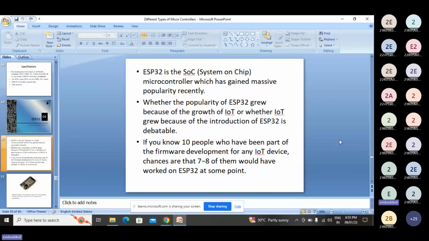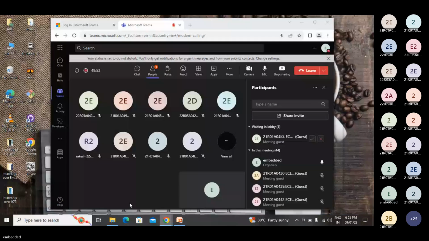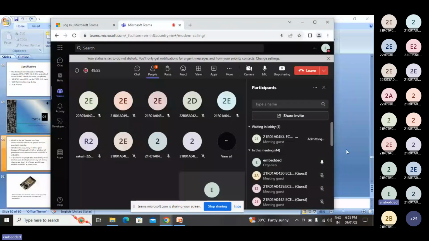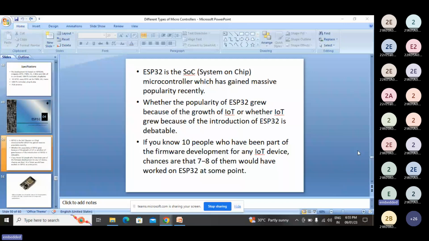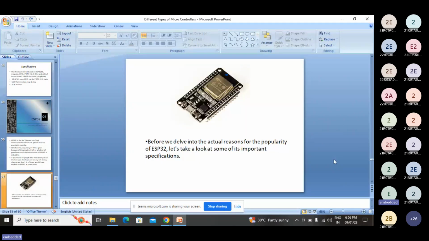If you know 10 people who have been part of the firmware development of an IoT device, chances are that 7 to 8 of them would have worked on ESP32 at some time. Before we move into the actual reasons for the popularity of ESP32, let's look at some of the important specifications. First, how the ESP32 looks like this.